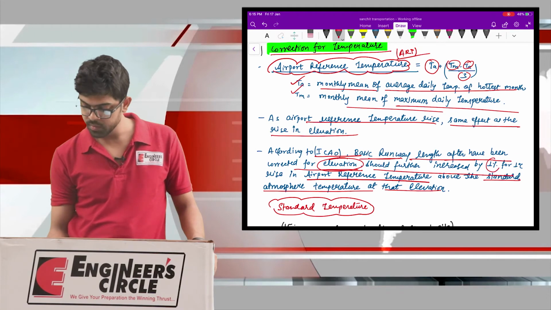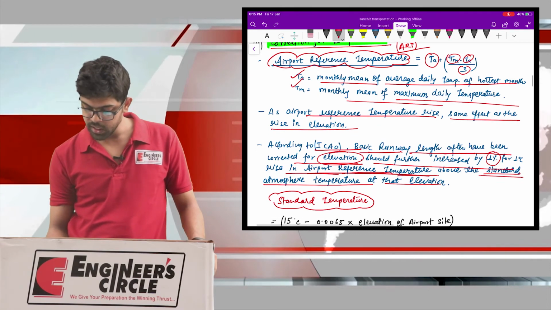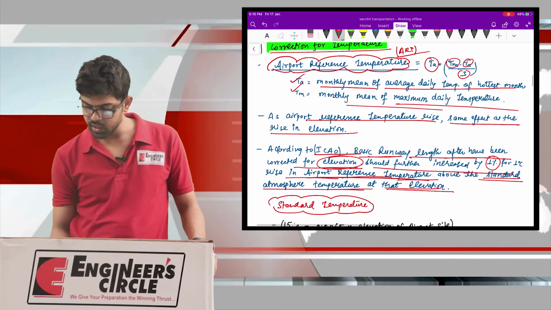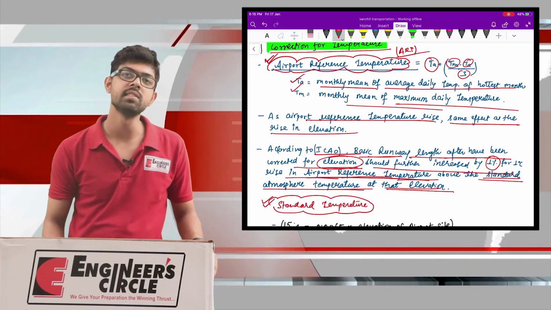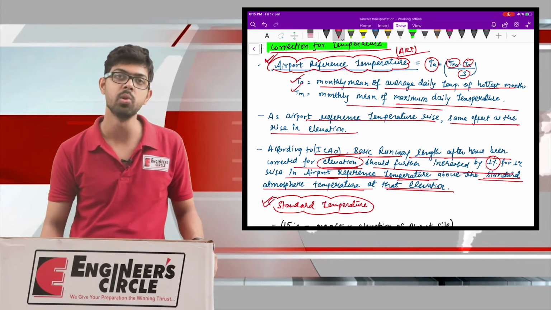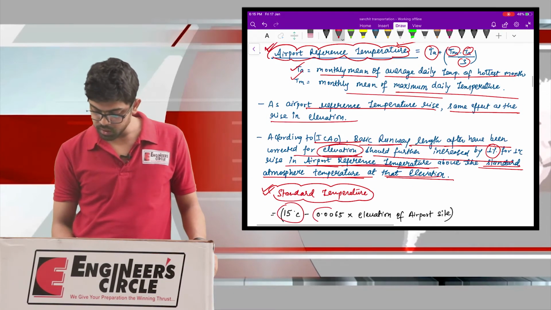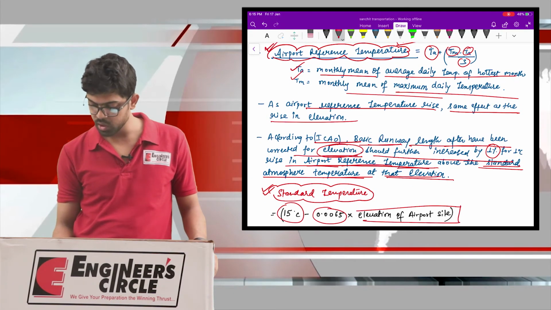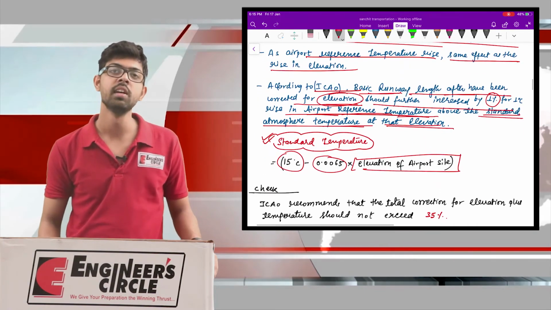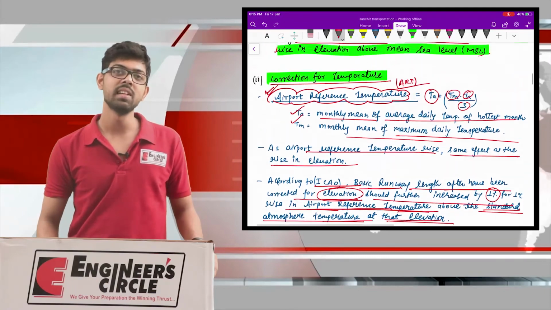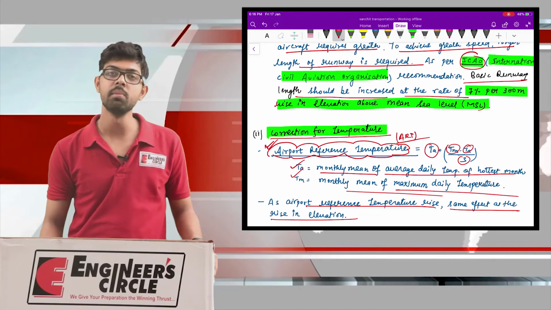This basic runway length, after being corrected for elevation, should further be increased by 1% for each 1 degree rise in airport reference temperature above the standard atmospheric temperature at that condition. There is a certain standard temperature for a given location. That standard temperature is given by the formula 15 degrees centigrade minus 0.0065 times the elevation of the site above mean sea level. In our question, either this airport reference temperature is given or the data TA and TM will be given.